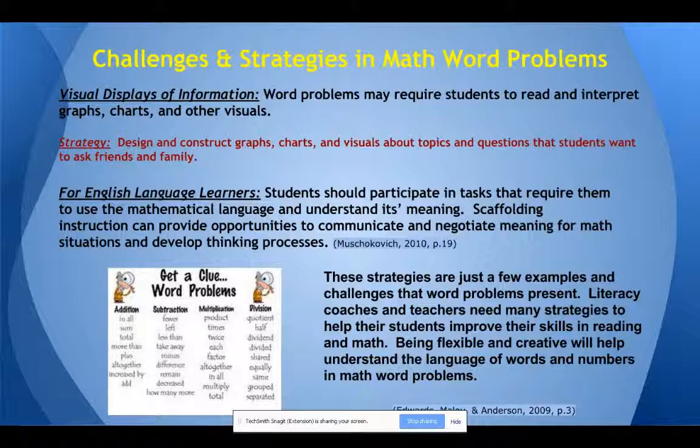So I believe that teachers and literacy coaches can work together. The math teacher is the expert in the math content, and the literacy coach is the expert in the strategies. And if they work together, it can only prove to be beneficial for all of their students.